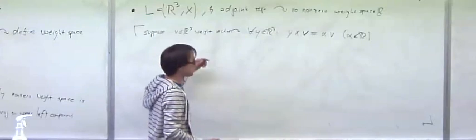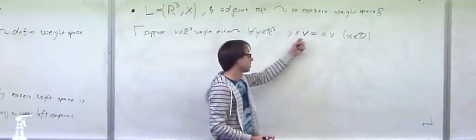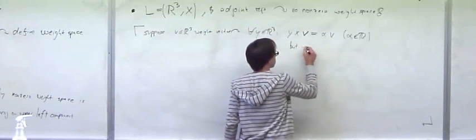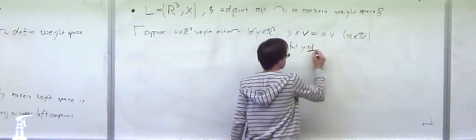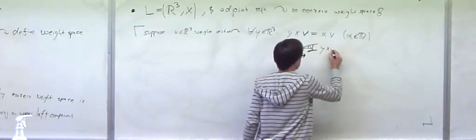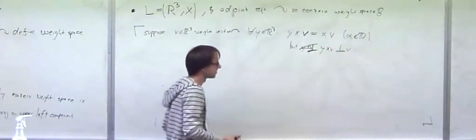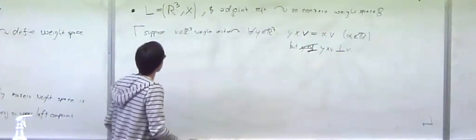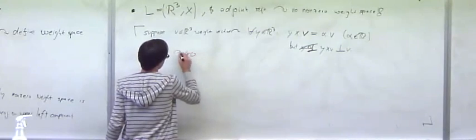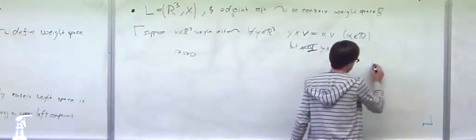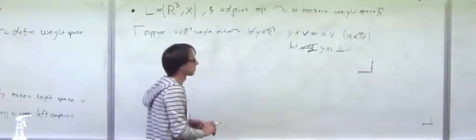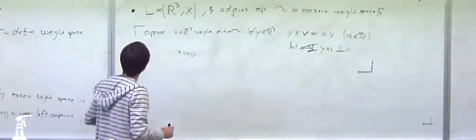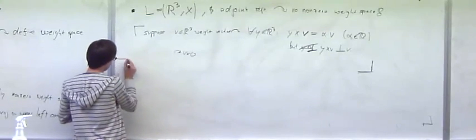But we know it's also perpendicular. If it's just a multiple and also perpendicular, then v must be 0. Right. So here the concept of weight spaces doesn't really seem to help at all.